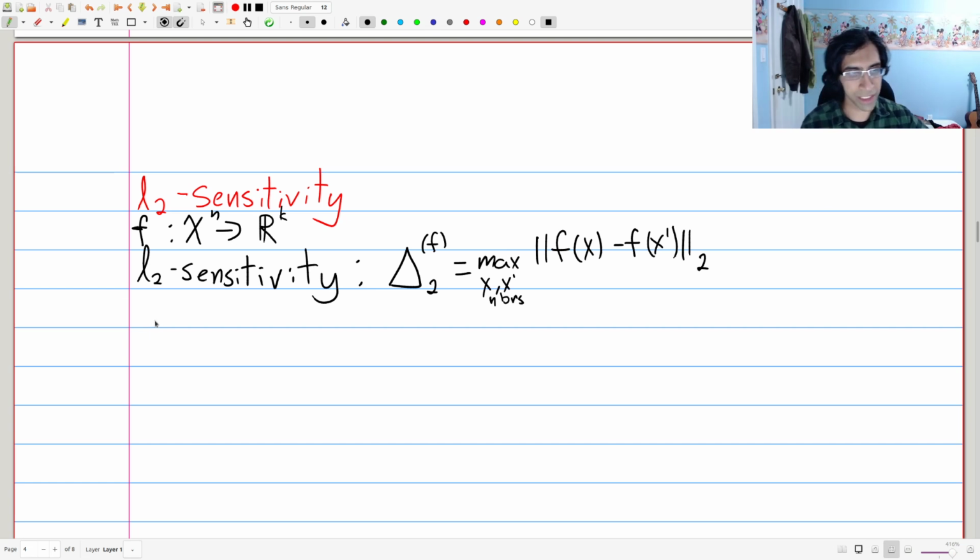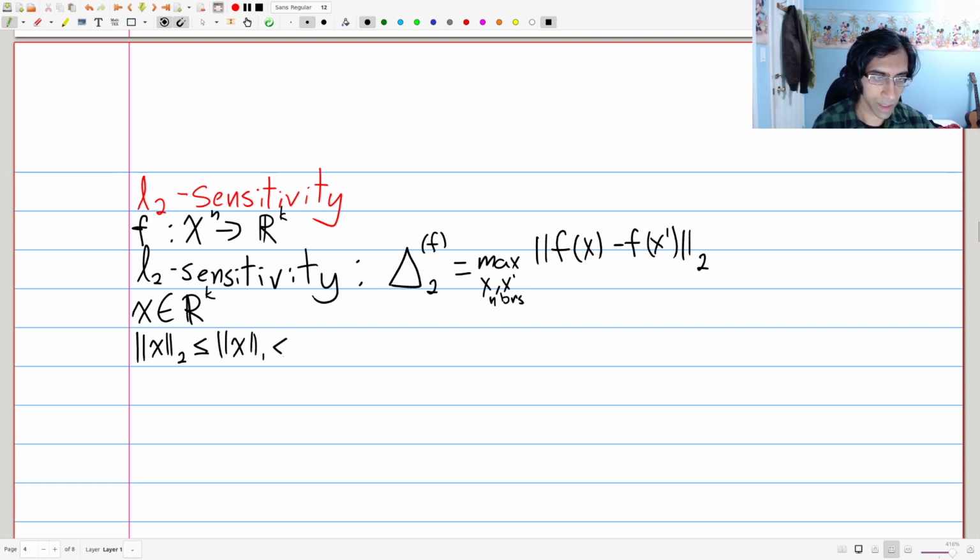So what is the relationship between the L2 norm of something and the L1 norm? Let's just talk about that real quick. Suppose we have that x in R to the k, then we have the following relationship here. We have that the L2 norm of x is less than or equal to the L1 norm of x, and this is less than or equal to a square root k factor times the L2 norm of x. So what this is saying is that the L2 norm and the L1 norm are within a square root of the dimension factor from each other, and therefore the L2 and L1 sensitivity will be within a square root k factor of each other as well.